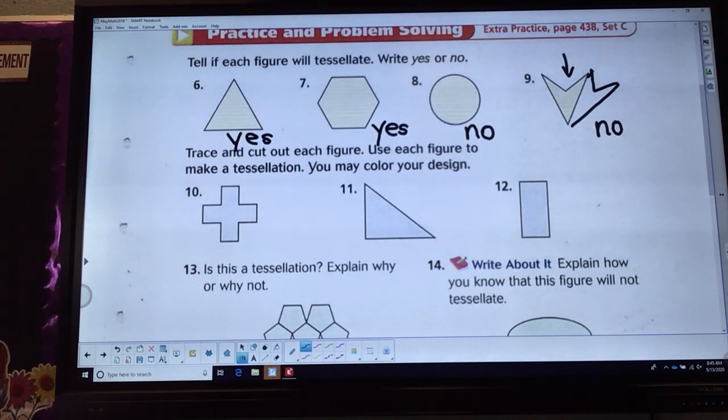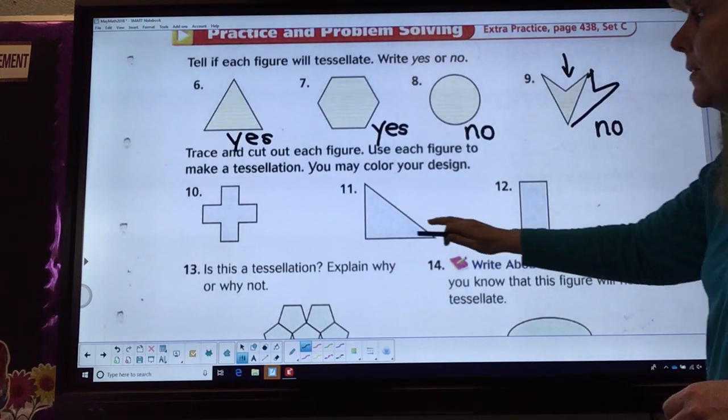Number 10 says trace and cut out each figure. I'm going to go ahead and let you do that at home. Trace it. Work on putting those together. See if you can make several of those. See if they'll fit together. And you may color your design.